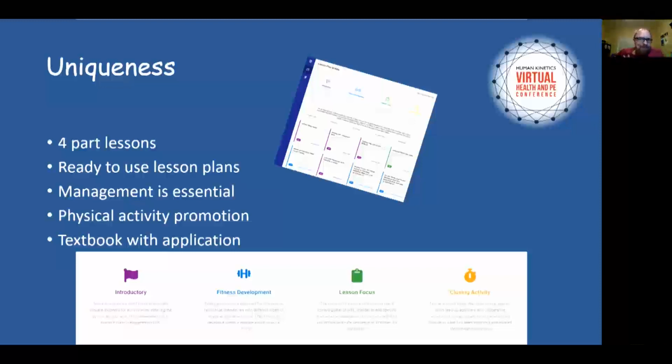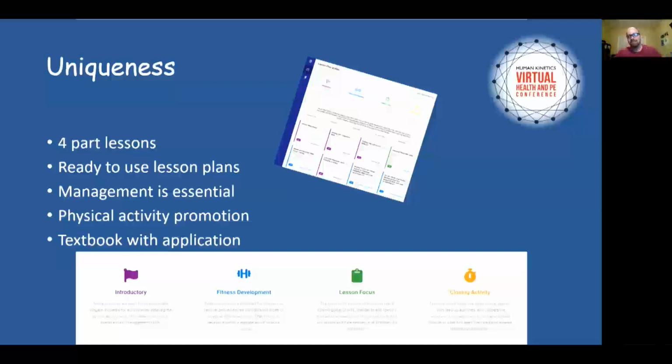One of the unique characteristics of this book is that management is essential. Not only do we say it, we spend time on it. And in the videos, we have a website called dynamicpeasap.com. That'll show up here in a second. It addresses this and shows videos of teachers teaching with management, but it's an essential piece of this.